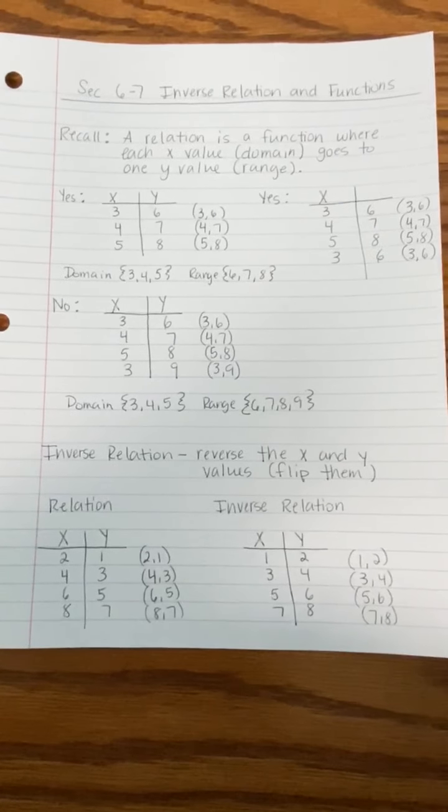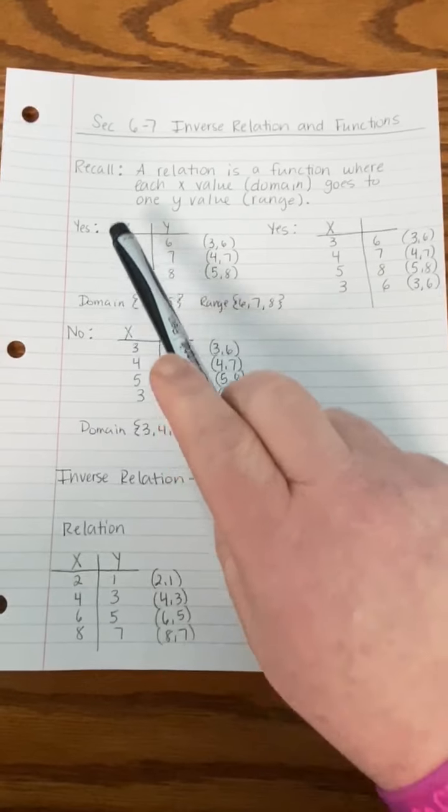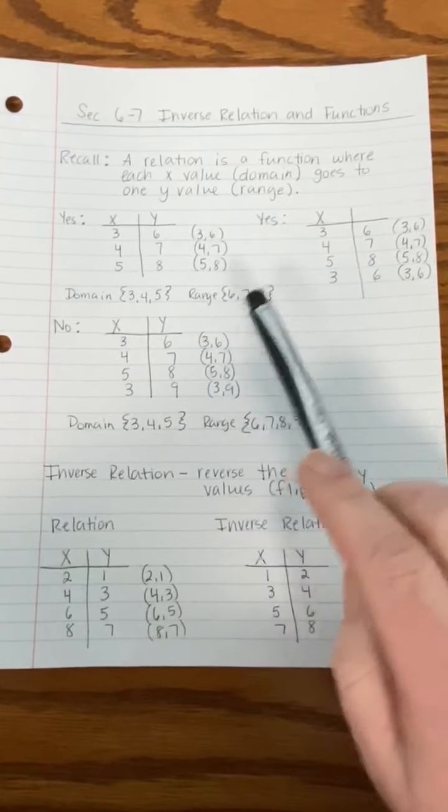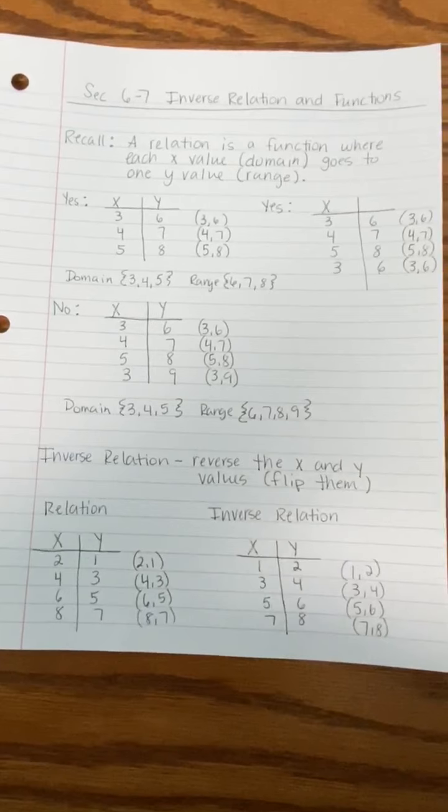So all of my x's are different. Anytime all of your x's are different, they're automatically going to one y value, then that's an automatic yes. It's a function.